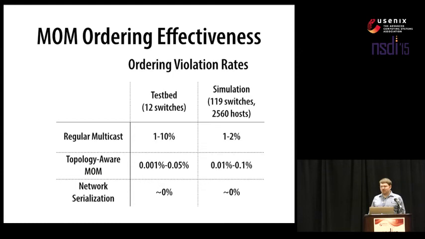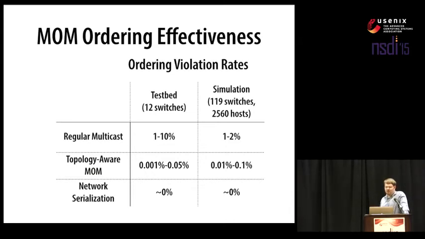And this table is summarizing the results of a large set of experiments on both our testbed and the simulated data center network. There are a lot more details, a lot of graphs in our paper, many of which are hard to read. And these look at varying ranges of MOM traffic levels, background traffic network utilization, and so on. The first thing I want to note about this is that regular multicast provides reordering rates that are over 1%, which means that it really wouldn't be suitable to use this with Speculative Paxos.